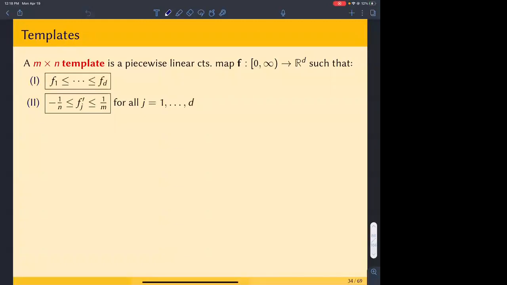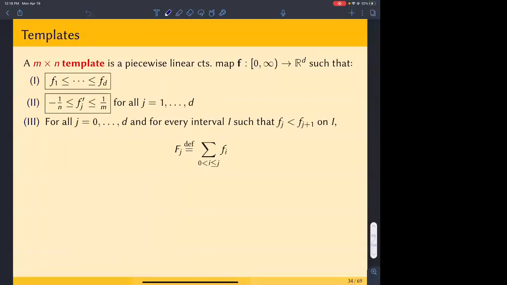So if you keep that picture in mind, the first two parts of a template are that the coordinates, or components, of this map F satisfy f_1 is less than or equal to f_2, all the way up to f_d, and the slopes, remember these are piecewise linear, are between -1/n and 1/m.